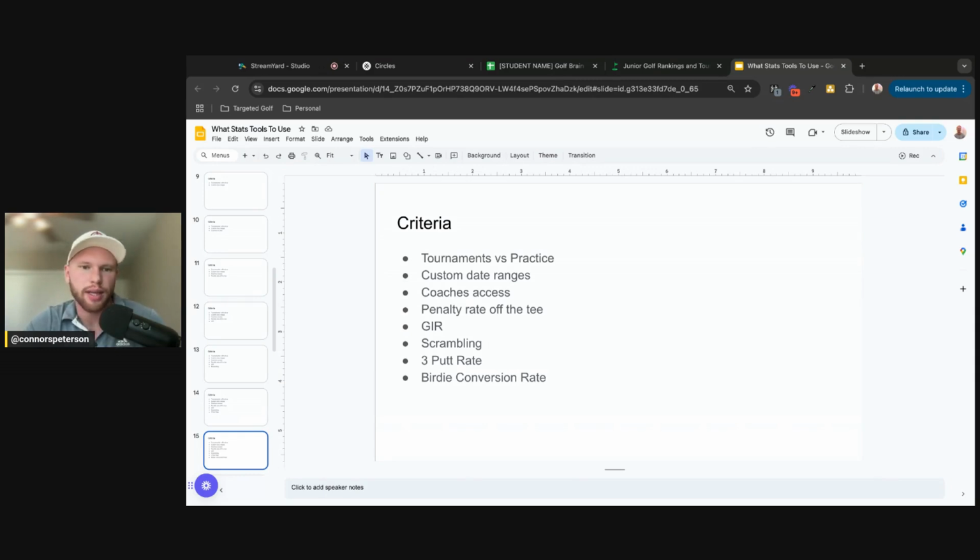So we can't just look at greens in regulation and say, hey, it needs to go up. Like, yeah, that's important. But then it's like, how, right? So let's go through this at another level.